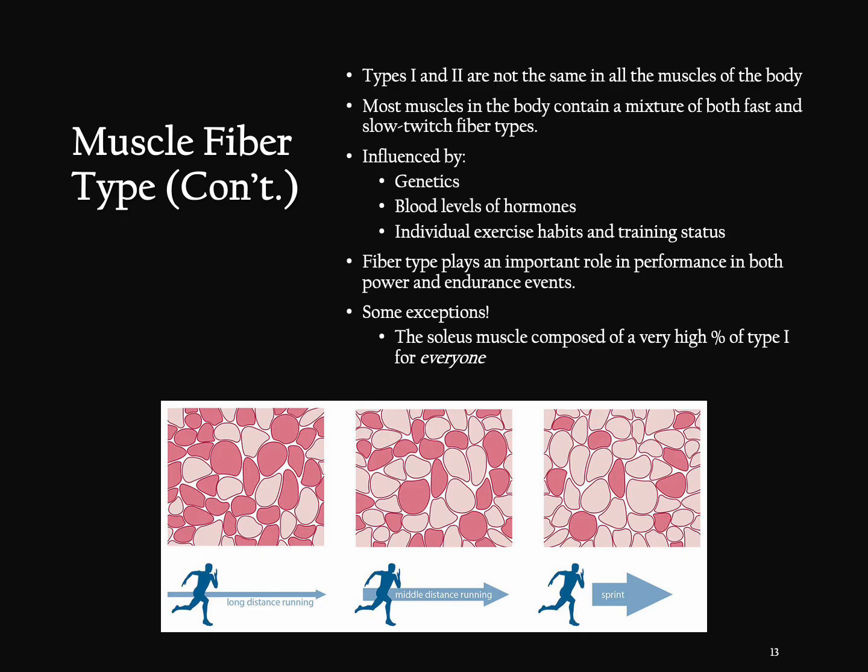An endurance athlete with predominantly type 1 in their leg will likely have a high percentage in the arms as well, similar for those with a high amount of type 2 fibers. So type 1 and type 2 are not the same in all muscles of the body. We mentioned this. Most muscles in the body contain a mixture of 50% fast and slow twitch. The general population will probably have 50% of both fiber types. This is going to be influenced by genetics, blood levels of hormones, individual exercise habits, and training status.